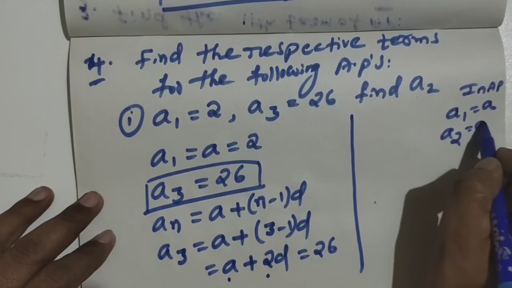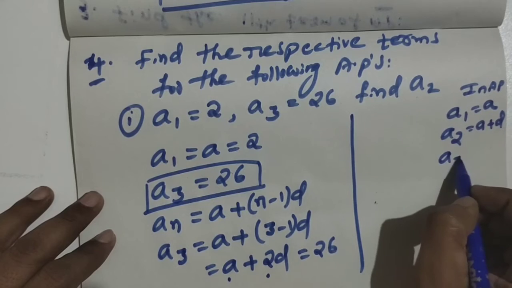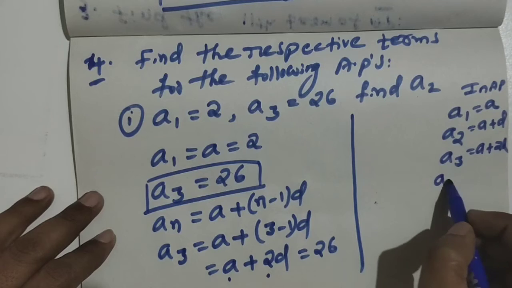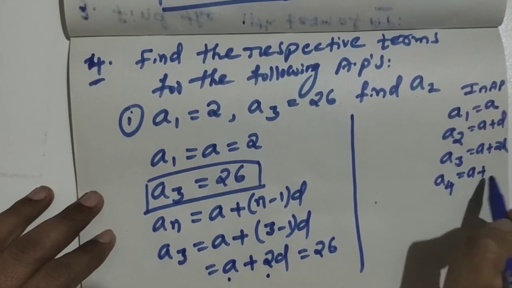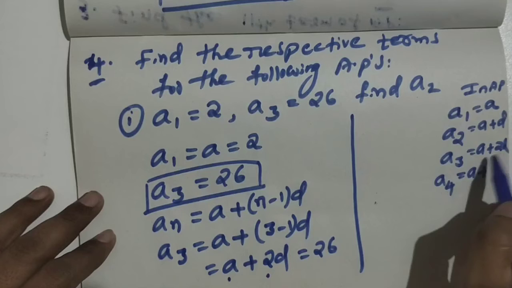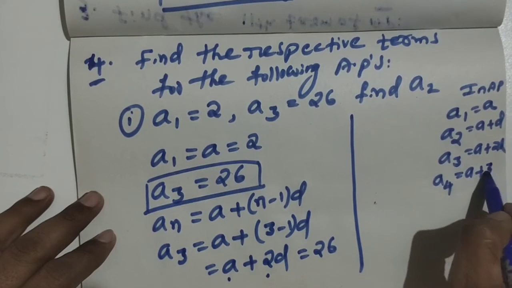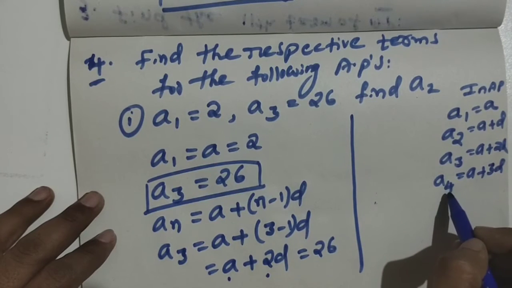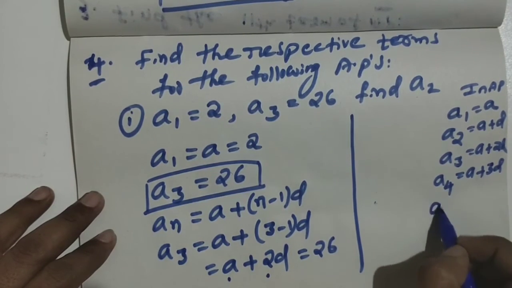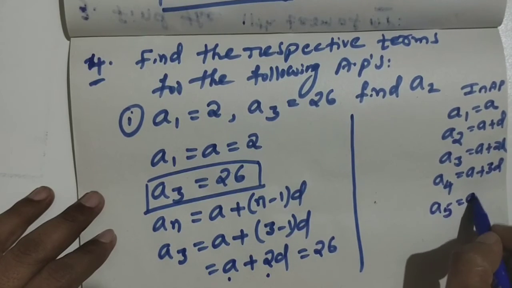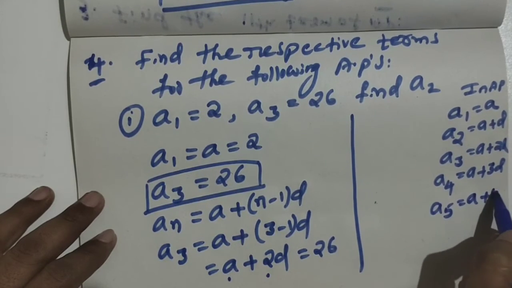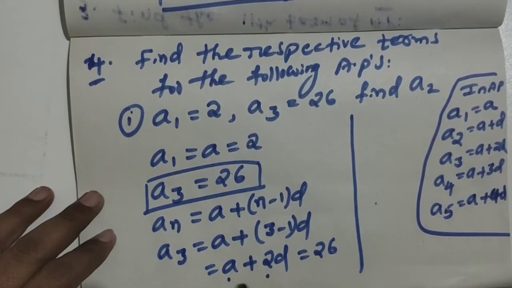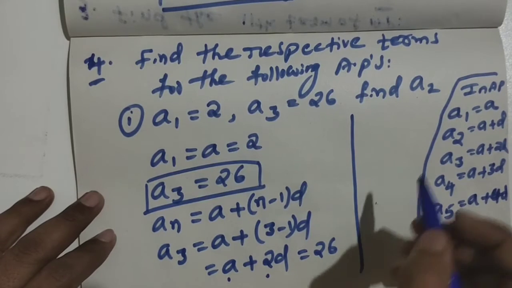A2 is equal to what? A plus D. A3 is equal to A plus 2D. While writing these terms, observe that A4 is A plus 3D; the D coefficient is 1 less than the actual number of the term. So A5, tell me, what is A5? A plus 4D. Like this we have to practice. Now here we have A plus 2D is equal to 26.